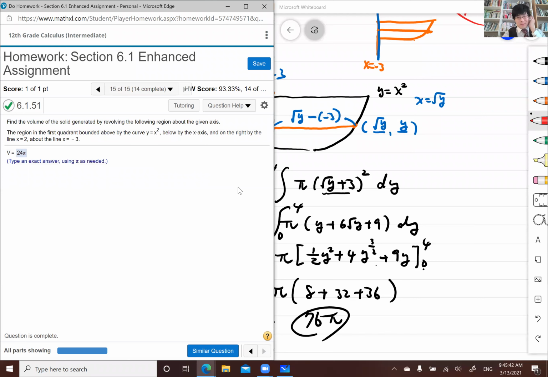Okay, so that's the complete explanation for 6.1. I'm sorry for explaining in a rush, because I'm still struggling with my eyes. So I don't want to spend much time in front of the computer. And I hate this computer's behavior today anyway.